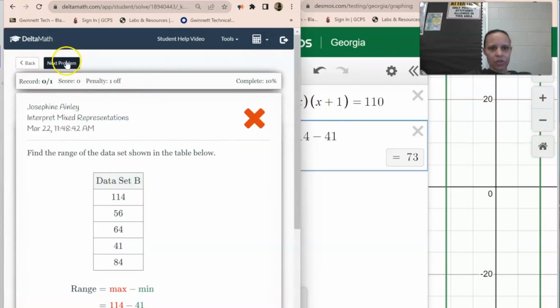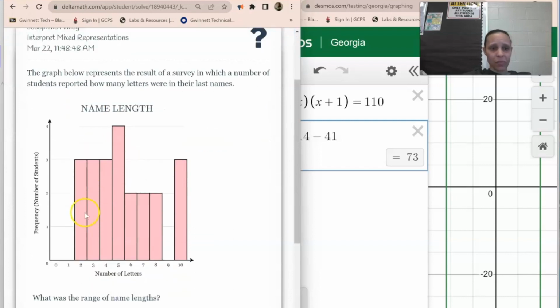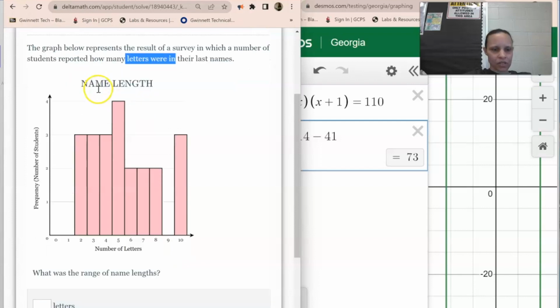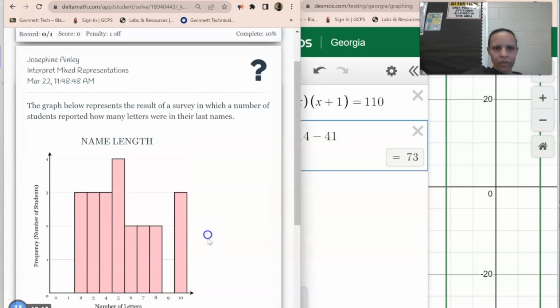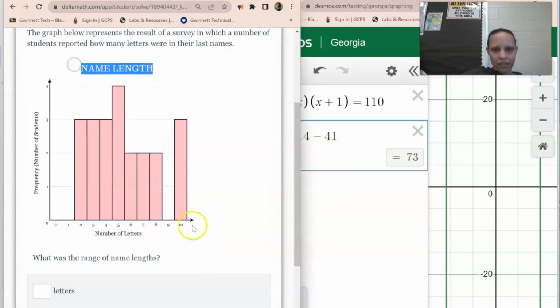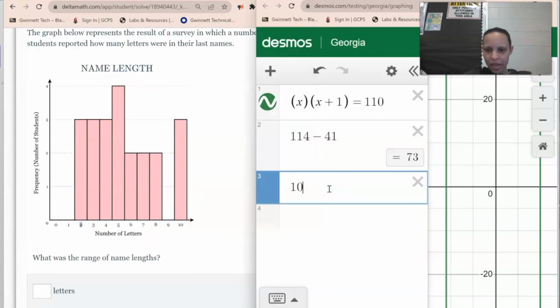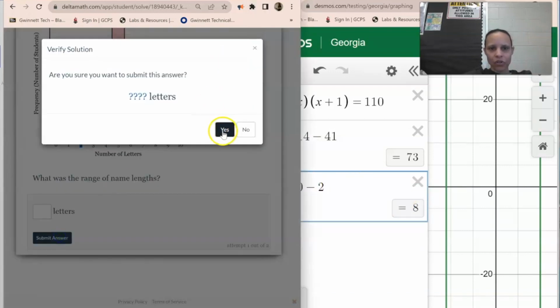All right, then we're going to go to, so again, different representations, right? What is this one asking? How many letters? Okay, this is the graph. What is the range? Okay, so this is still the same. What's the max? Okay, so number of letters is here. Here's the max. So the maximum length is 10 minus the minimum length is 2. So that's going to be 8 is going to be my range. Again, I'm going to get it wrong so I can get some more.